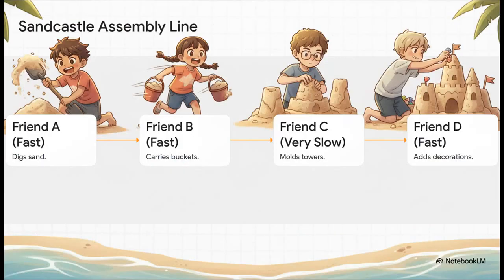Picture this. You're building a sandcastle with your friends. You've got one friend digging sand like a machine, super fast. Another friend is carrying the buckets, also super fast. You've got someone else ready to add all the decorations. But there's one friend, friend C, whose job is to mold the towers, and they're working very, very slowly. Does it matter how fast everyone else is working? Nope. The entire castle only gets built as fast as your slowest friend can mold those towers. Friend C is your bottleneck.